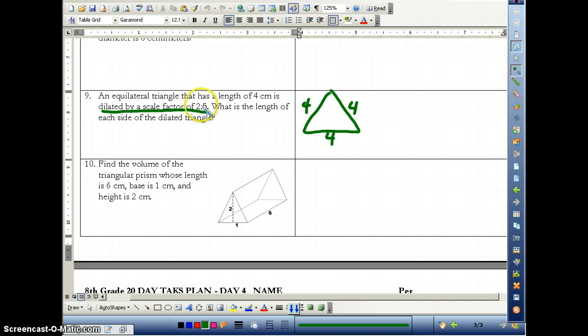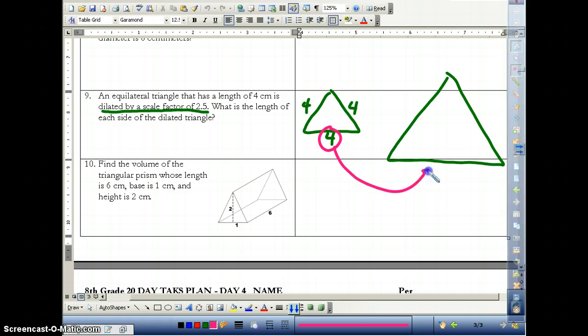Since my scale factor is bigger than 1, I know that I'm creating an enlargement because I need to take each one of these side lengths and do what with it? Yeah, scale factor is a number you multiply by, so I'm multiplying each one of the side lengths by 2.5. That's all you have to do.